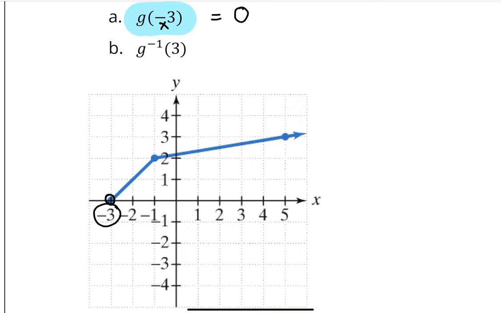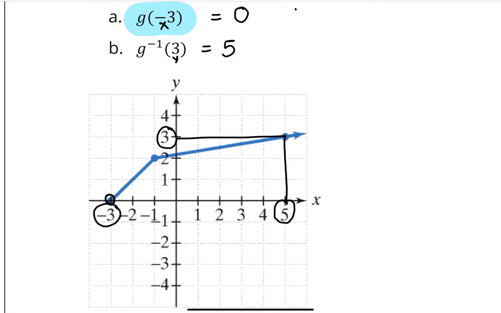Now they're asking me inverse. That means this is my y value. My y value is 3. What is the respective x value? 5. Do you see that? When they ask you for inverse, you start with your y. When they don't ask you for inverse, as usual you start with your x.